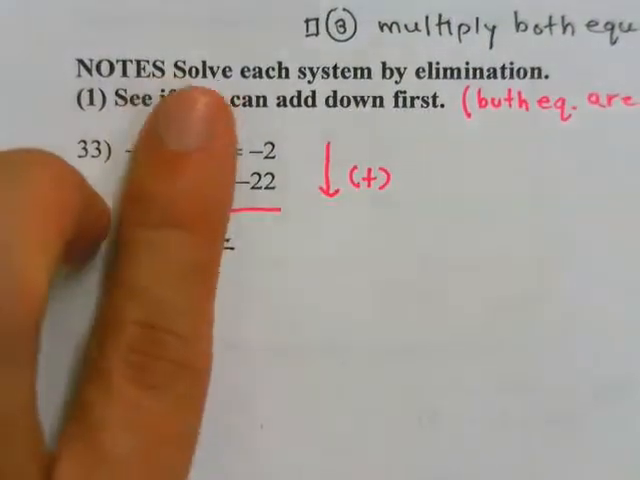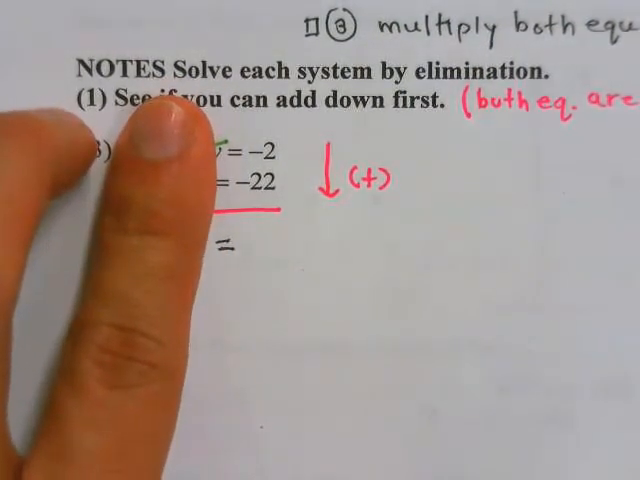Okay. Now take a look at the right side. Now add down. What is negative 2 plus negative 22?